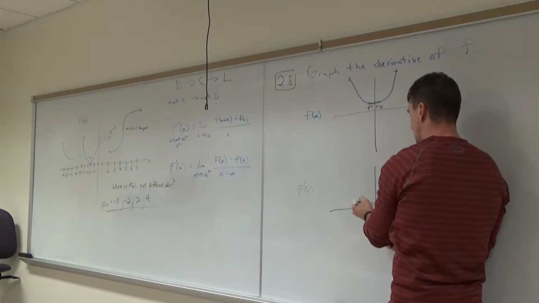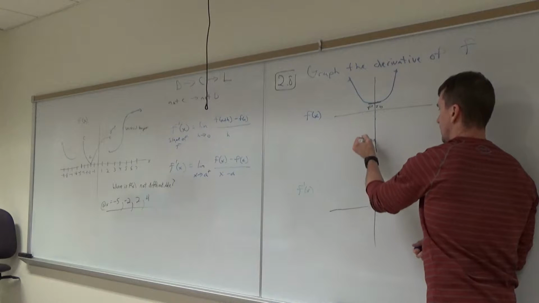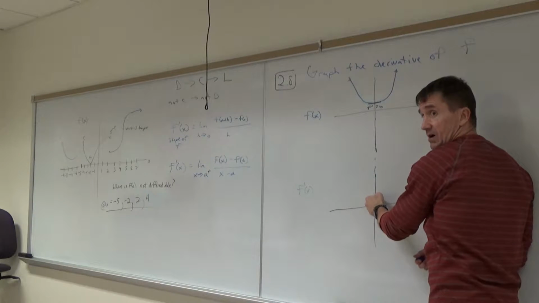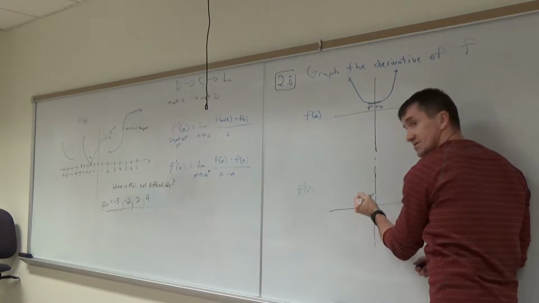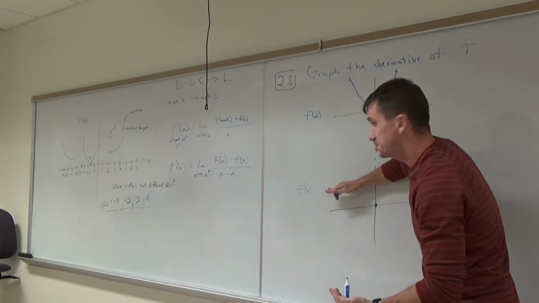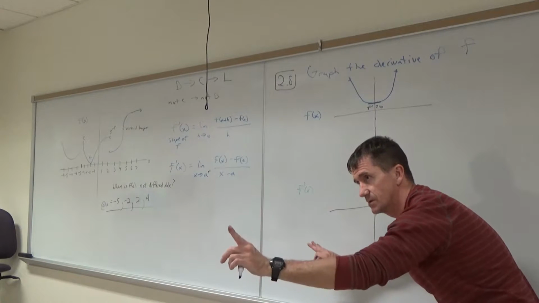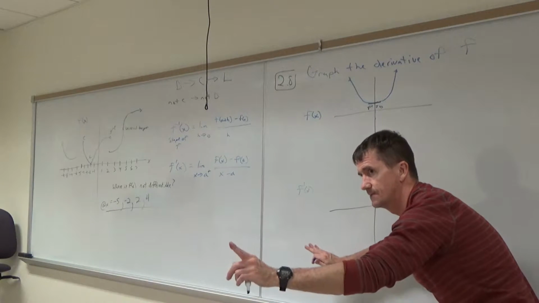So where do I put the dot? Where does this go? Does it go right here? No, it goes right there. Does someone agree? Because that's where slope is 0. This is where slope is positive. This is where slope is negative. True? So far, so good?